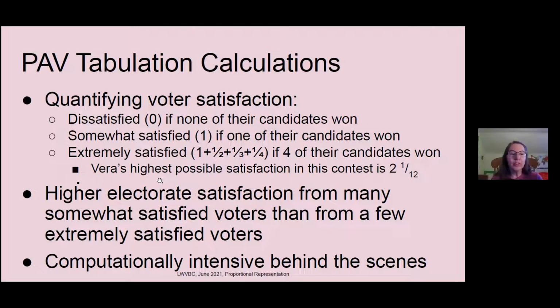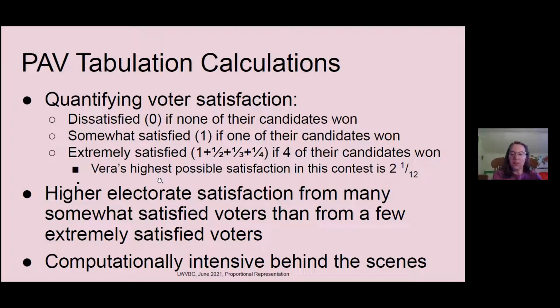So an important feature of this is that you get a higher overall electorate satisfaction if you have many somewhat satisfied voters than if you have a few extremely satisfied voters. This is opposite from plurality block voting, where the B voters were all extremely satisfied and nobody else was satisfied. So this counters that. Unfortunately, this is computationally intensive behind the scenes, but voters don't have to worry about that because we have computers that take care of that these days.